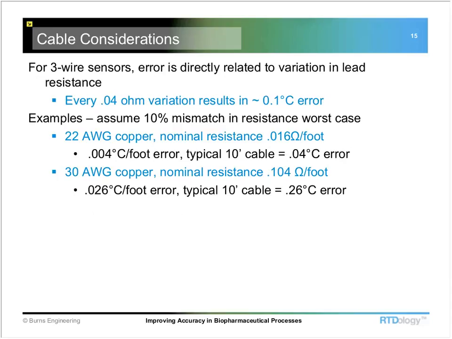Another way to look at this, for every 0.04 ohms of variation between each of the 3 leads in a 3-wire, you end up with about a 1/10 of a degree C error. And the smaller the gauge wire, the worse that error gets. And of course, if you use bigger wire, it gets smaller.